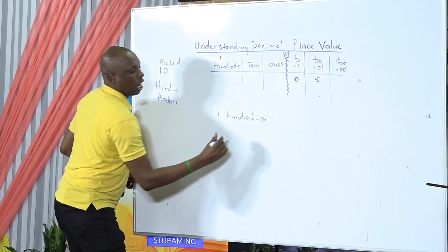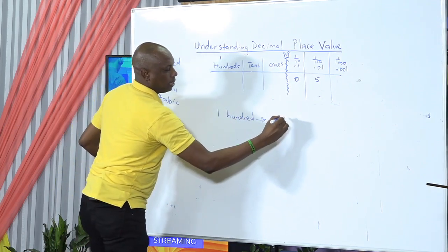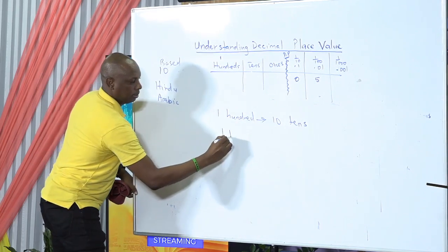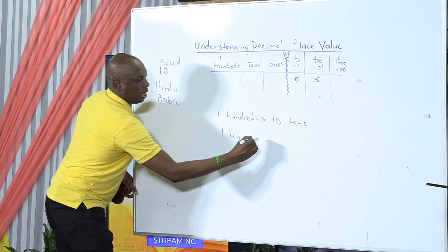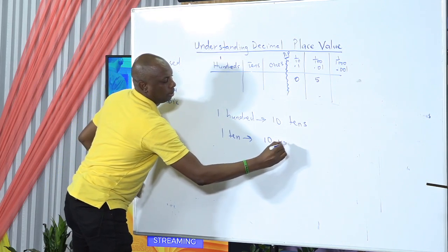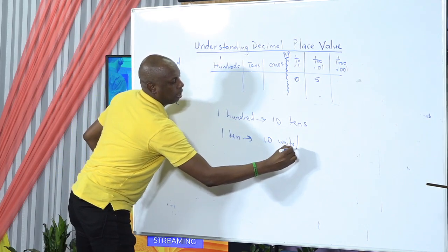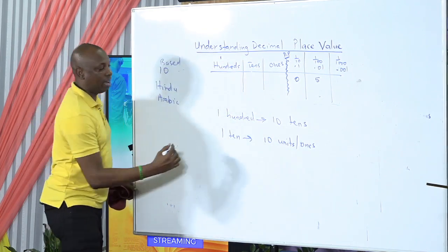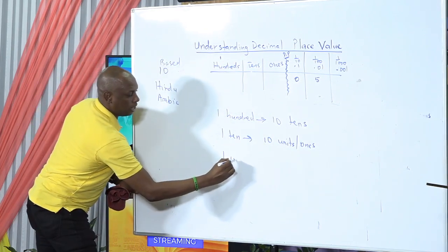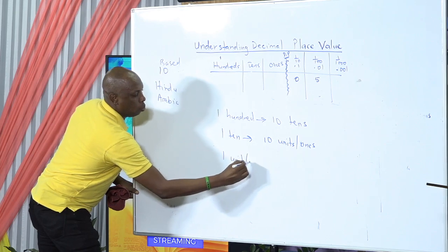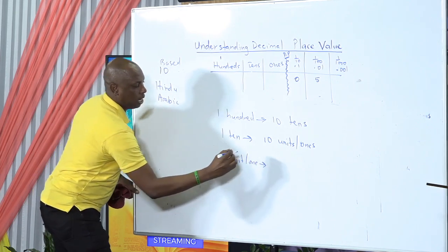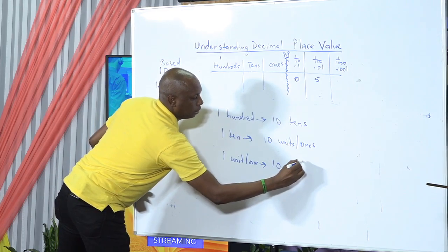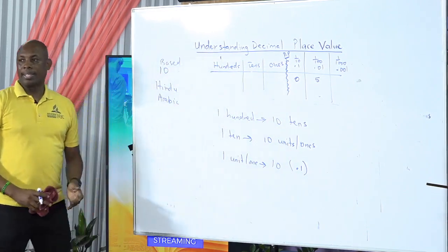100 would contain 10 tens. And 10 would contain 10 units, or we would say ones. It's the same way we would have 1 unit, or 1 would now contain 10 0.1s. And that's our fractional divide.